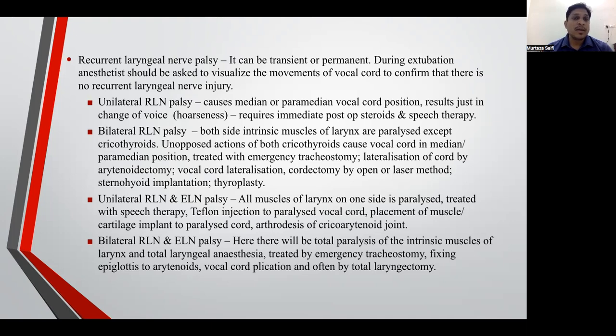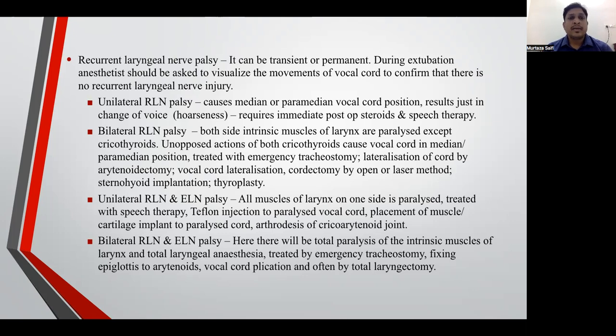Lateralization of the cord by arytenoidectomy, vocal cord lateralization, cordectomy by open or laser method. Lasers are available. And sternohyoid implantation should be done for plastic.